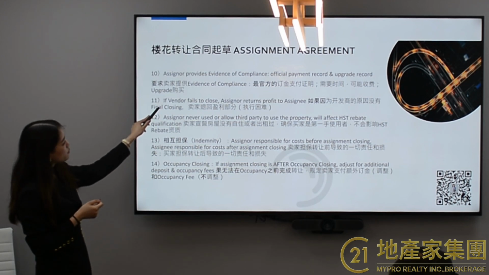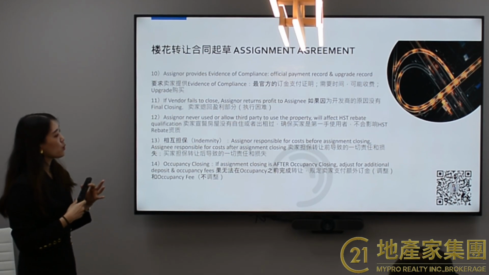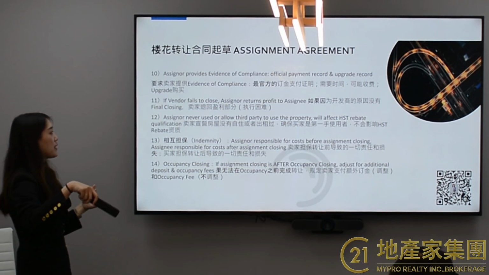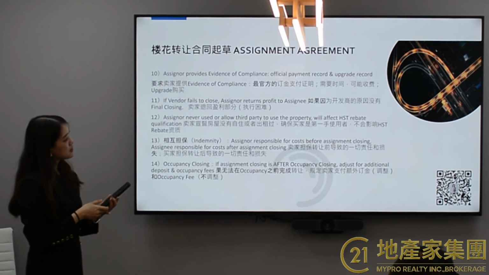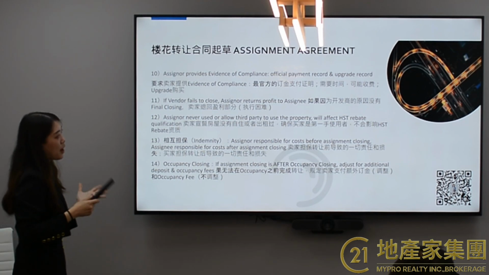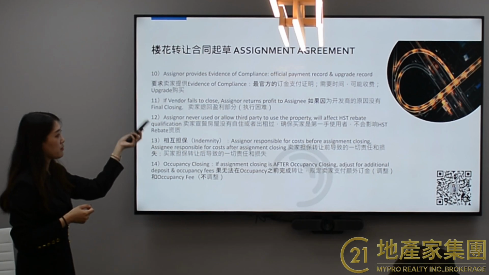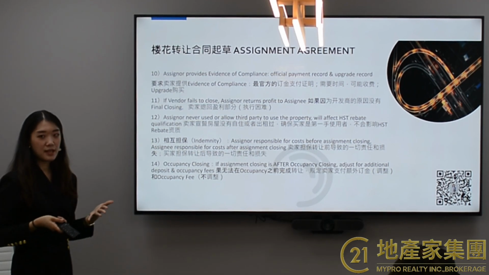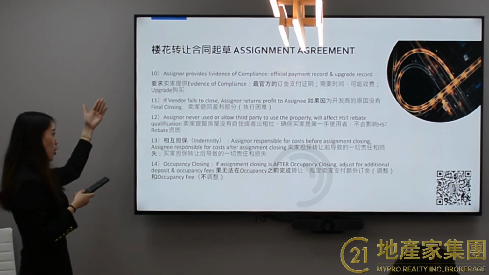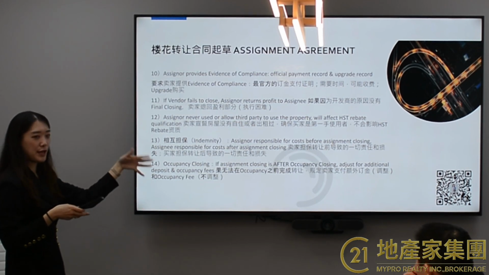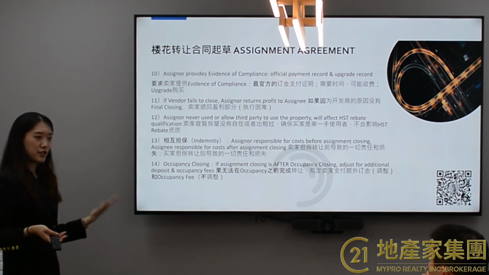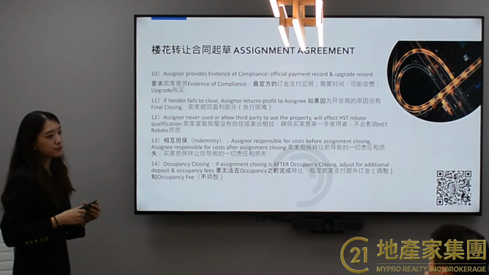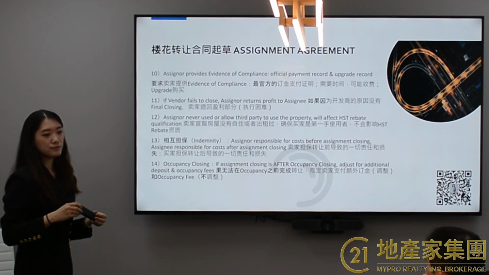Okay. And this point is where we were talking about what if the project fails. So if the vendor fails to close, then the assignor should return the profit to the assignee. This is obviously a provision to protect the assignee, but all of this is good to have for one party, whether you are going to end up getting it depends on the negotiation power, right?